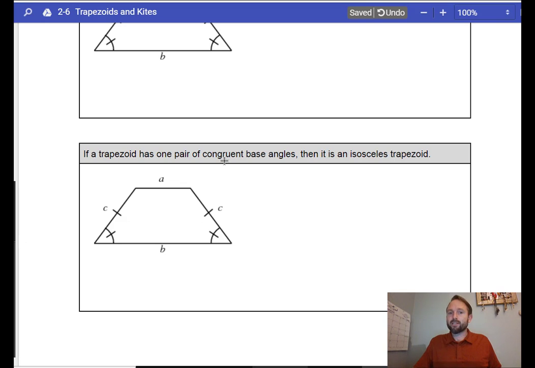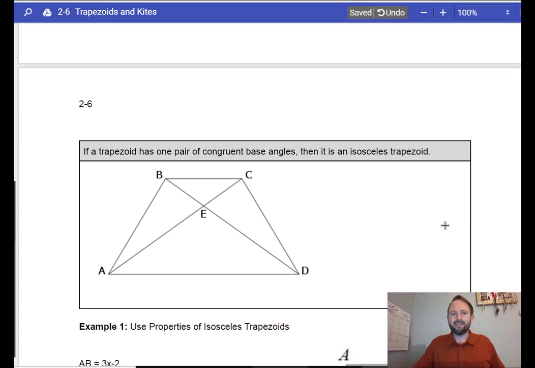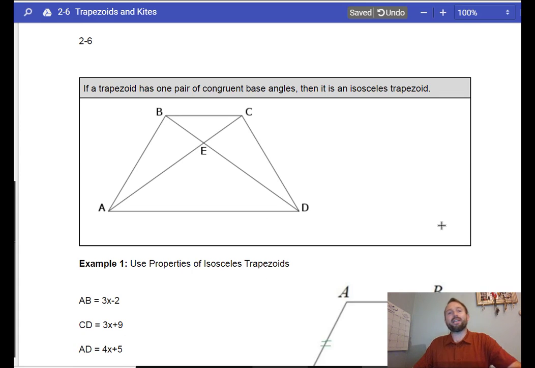So if the trapezoid has one pair of congruent angles, then it's an isosceles trapezoid. That's like the converse. All right, if it's isosceles, then the angles are congruent. Well, if one of the pair of congruent base angles, then it's isosceles. And then we can infer, hey, look, the top is congruent as well. Let's go on. So, if a trapezoid has one pair of congruent base angles, then it is an isosceles triangle.